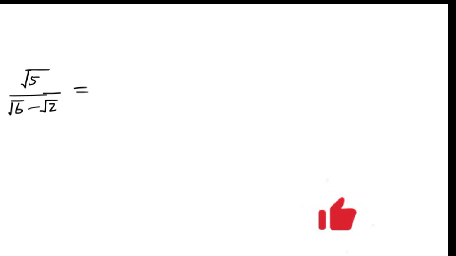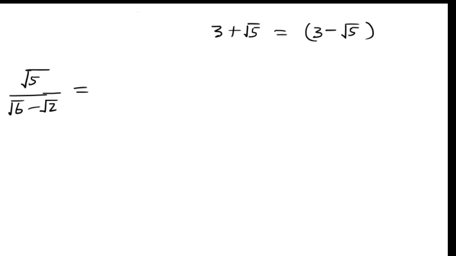If we have something like 3 plus root of 5, the conjugate will give us 3 minus the square root of 5, or basically the operation sign will change. So this is positive and here will be what? Negative, to give us a conjugate. Okay, so we will have here the square root of 5.